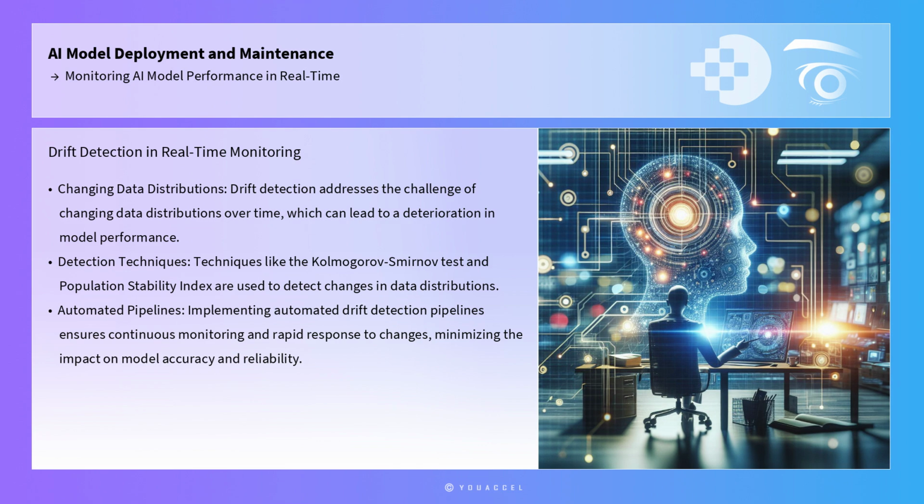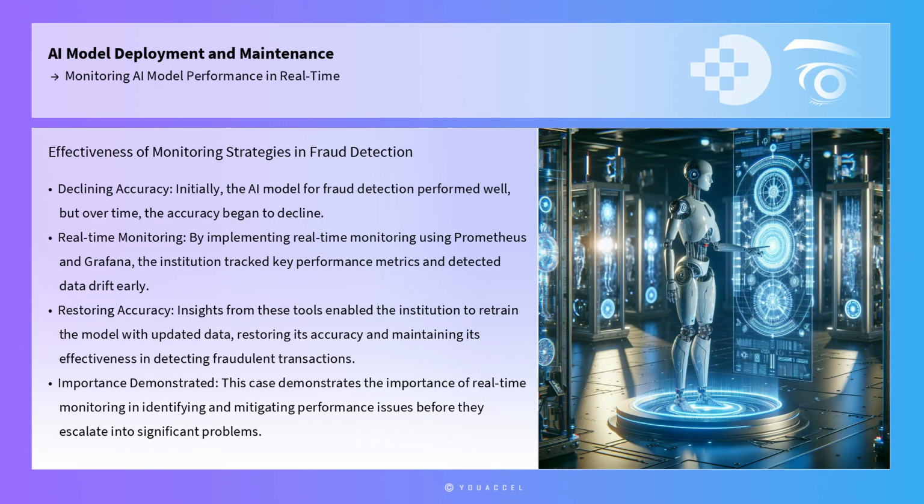Implementing automated drift detection pipelines ensures continuous monitoring and rapid response to changes, minimizing the impact on model accuracy and reliability. To illustrate the effectiveness of these monitoring strategies, consider a case study involving a financial institution that deployed an AI model for fraud detection.